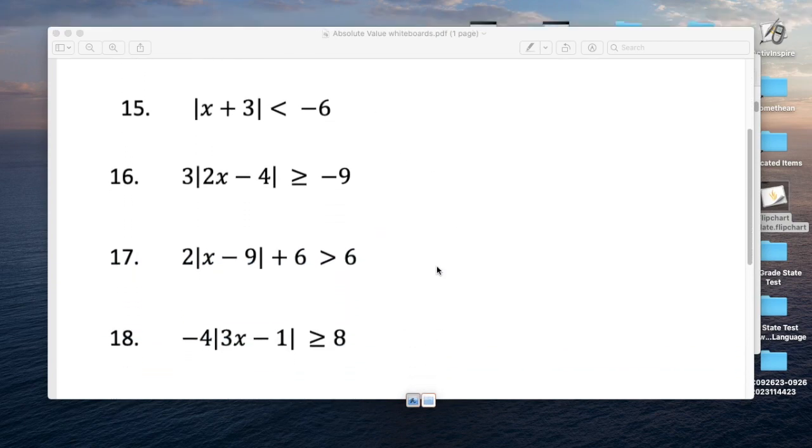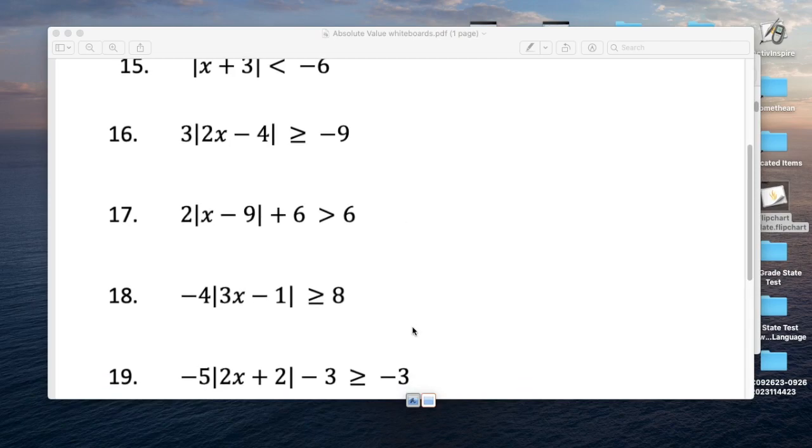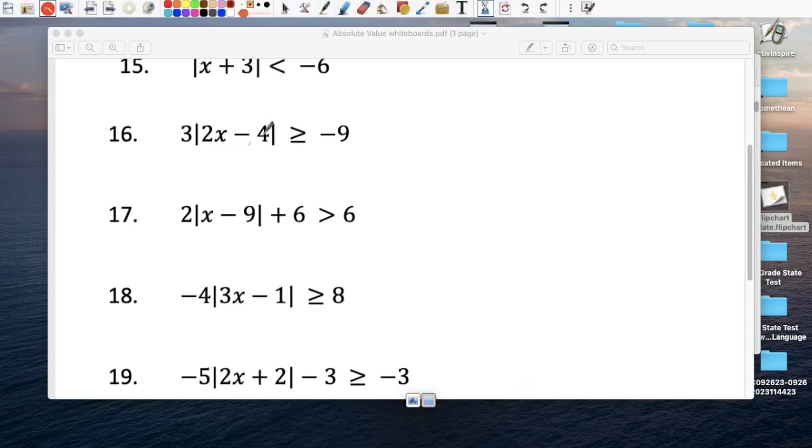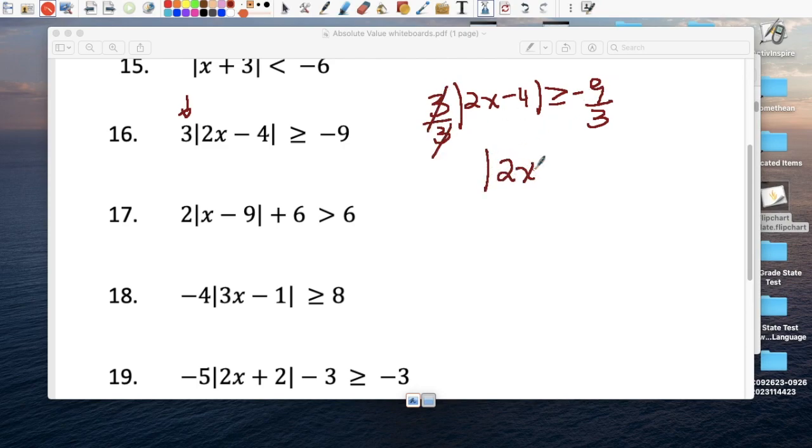Next one. So for 16, 17, 18, notice that they have a little extra, right? So for example, besides the absolute value, they have this 3 over here. We can't do the distributive property. We have to take the absolute value of whatever this is going to be and then multiply by 3. Okay? So what we want to do is simplify that a little bit. The first thing I'm going to do is divide the left side by 3, and I'm going to divide the right side by 3. Notice that I divided by a positive number there, so I don't need to flip the sign. So this and this goes away. I'm left with absolute value of 2x minus 4 is greater than or equal to -3.